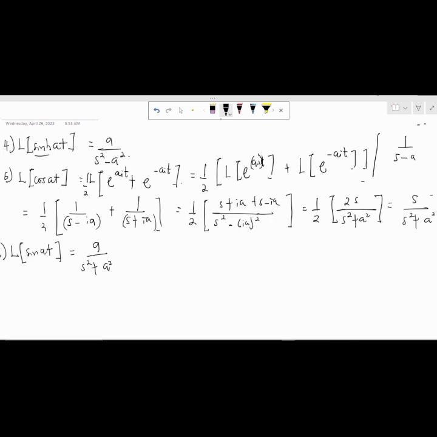Just remember that your sine at is equal to 1 over 2i times e raised to the power iat minus e raised to the power minus iat. So you can use that to prove it. Do you have any other proof? No. So yeah, let's take questions and apply what we've learned so far on them.